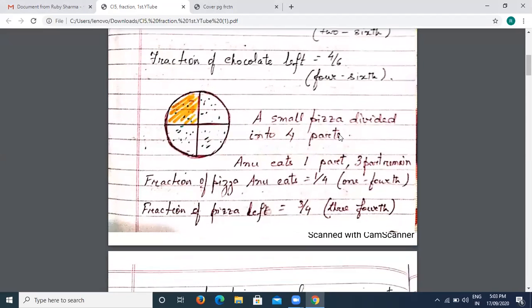Suppose we have a small pizza, with 4 equal pieces. So if Anu eats one part, 3 parts are left uneaten. So we say 1 part out of 4 parts. So Anu eats 1/4 of the pizza, and left is 3/4.